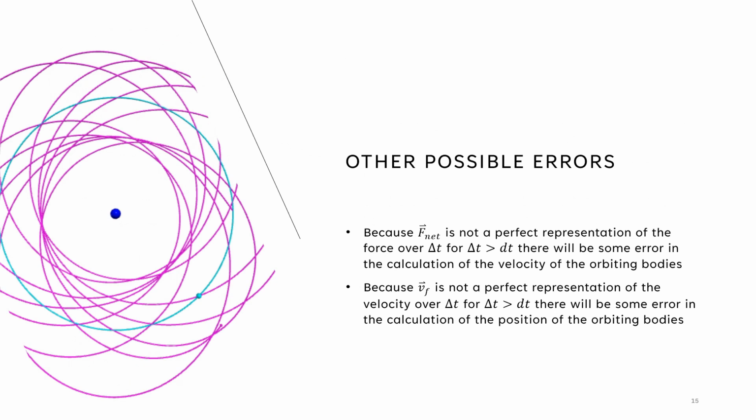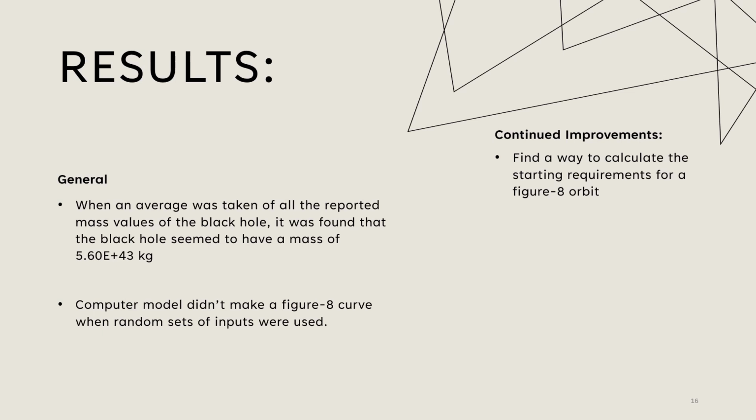Some errors that we've probably got: F net is not a perfect representation of the force over the time delta t. If delta t is more than dt, or 0, there is some error due to that. It's not a perfect representation of the force. That's the same with the final velocity being used. If delta t is bigger than dt, then the final velocity will not perfectly map it, but it will give a close approximation. We found that the average mass for the black hole was 5.6 times 10 to the 43 kilograms.